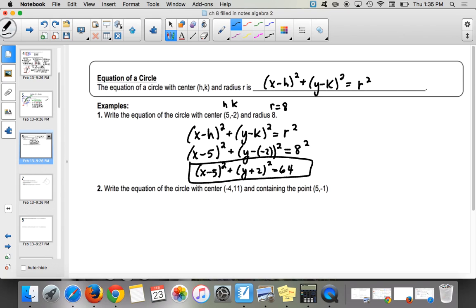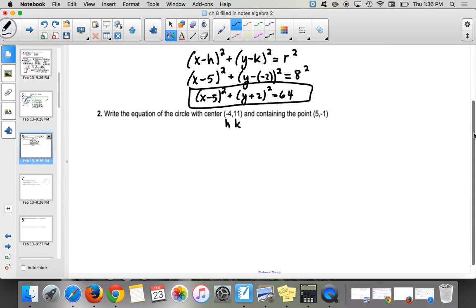All right, so number 2, it says write the equation of the circle with center of -4, 11. So that's definitely our h, k. But this time we don't have our radius. So we don't know what the radius is. There are different ways that you can do this. You could sketch it out. But I don't always recommend sketching things out because sometimes, like this one goes up to 11, which is kind of high. 1, 2, 3, 4, 5, 6, 7, 8. But what if I gave you something that went up to like 173? Do you want to sketch that out? No. All right, and then it contains the point 5, -1.